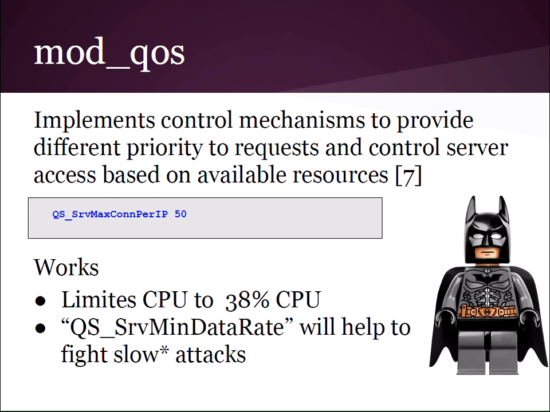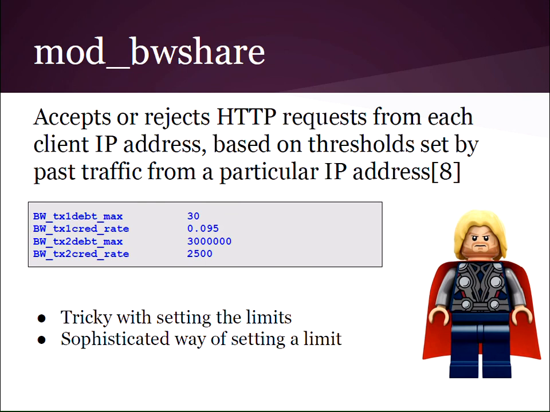Mod QS is a bit more controllable, has more features. Basically does the same as the previous module, but can also protect against slow start attacks. This guy is the trickiest of all of them. Very hard to configure, but it's very rich, so you could really generate specific settings for your application by running it in a test mode, and you can figure out what thresholds you need to set. It's tricky, but it's also very interesting.